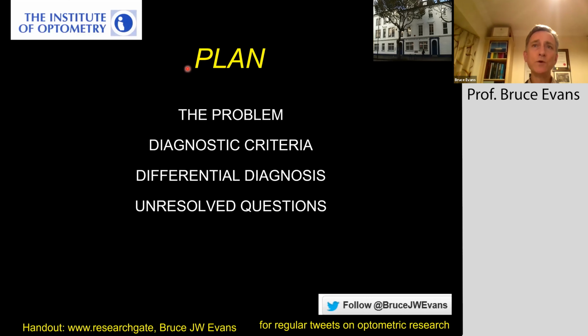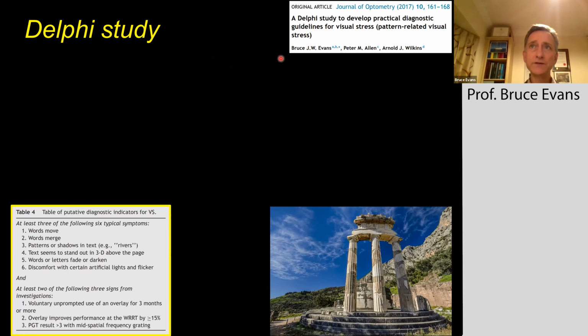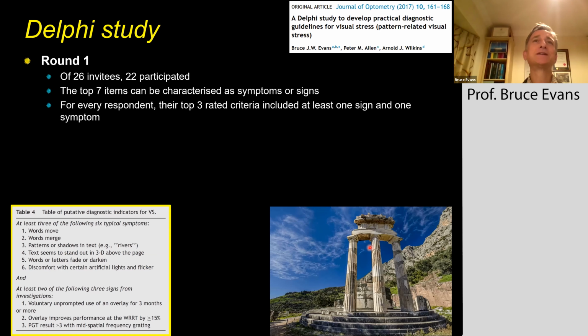So to look at diagnostic criteria, Peter Allen, Arnold Wilkins and I carried out a Delphi study. Nothing to do with the Oracle at Delphi, although it would be nice to have consulted that. But a Delphi study is where you look at experts and you survey them repeatedly for what they are doing. So we picked some of the most common, some of the top prescribers of precision tinted lenses in the UK.